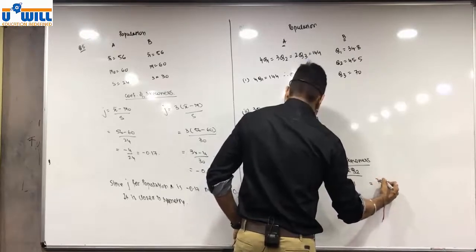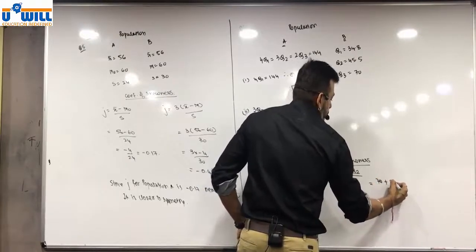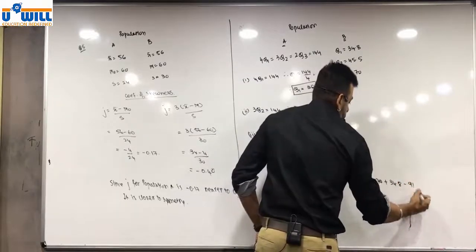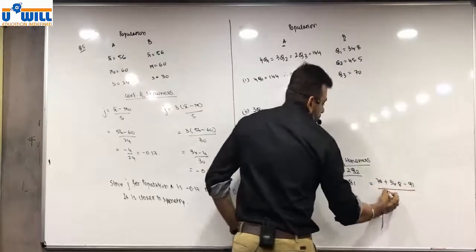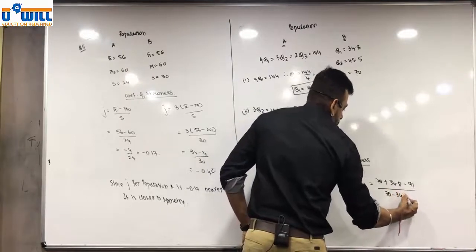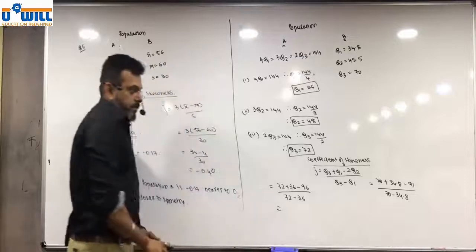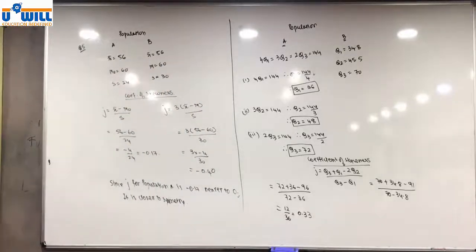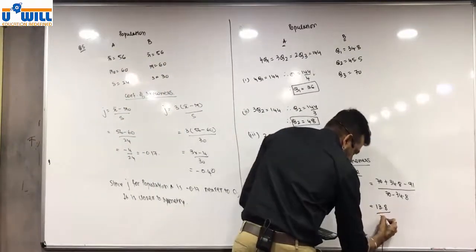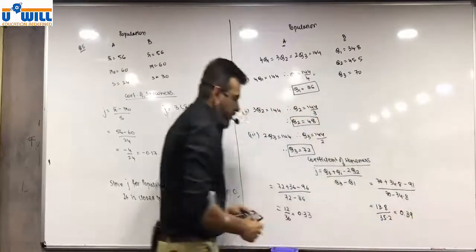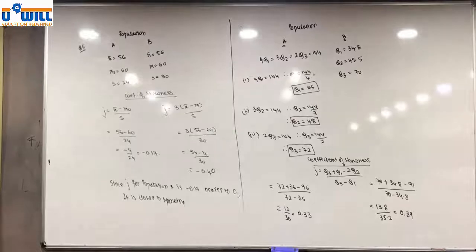For B: 70 plus 34.8 minus 91 upon 70 minus 34.8. That is 0.33 by 35.2, which gives 0.39. Do we have to comment? Yes. Which is more skewed? B.